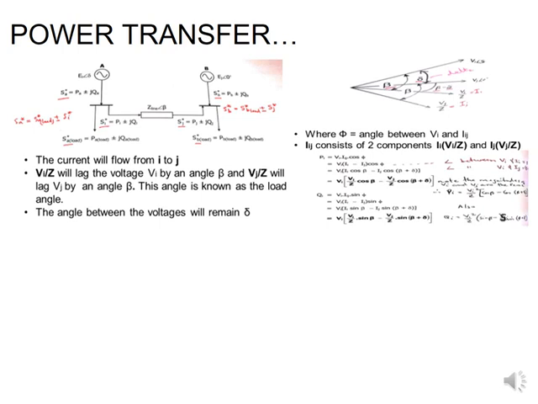So now I go and introduce to you my third angle. This third angle, which I call my phi angle, is really the angle that I will have between VI as well as my current. So therefore, my IIJ consists of two components: my II, VI over Z, and my IJ, VJ over Z.